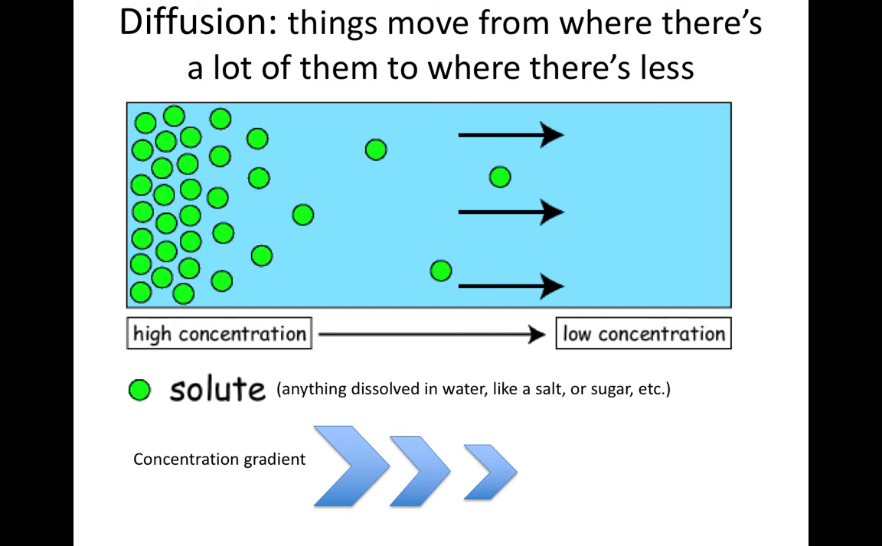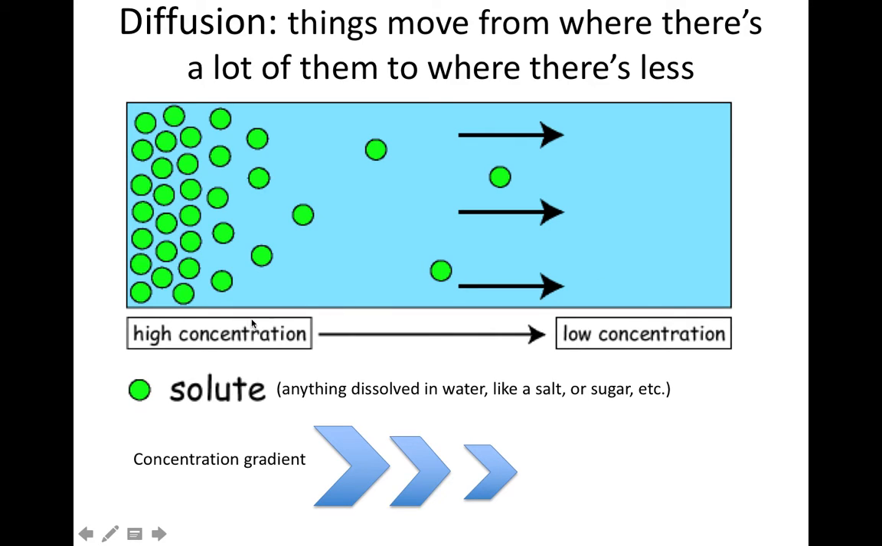So, to put it in its most basic form, the term diffusion just refers to when you have a lot of something in one place and not very much of something in another place, or maybe not any of something in another place. Those particles are going to move from where there's a lot of them, all crowded together, and naturally spread out to where there's less of them. So we call that diffusion.